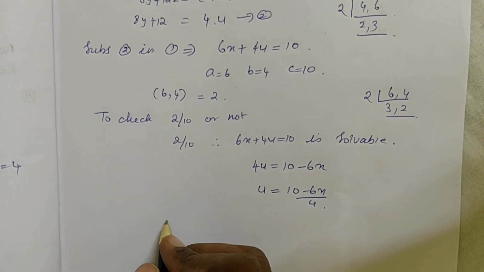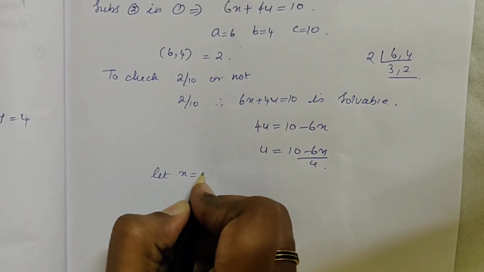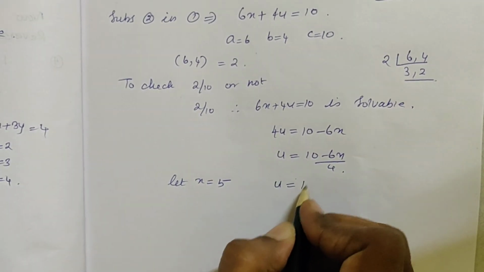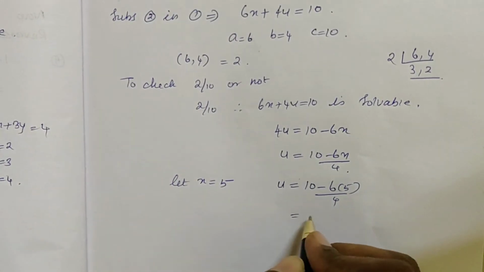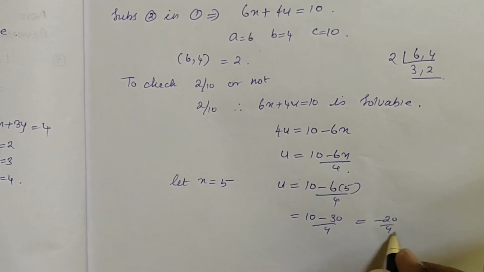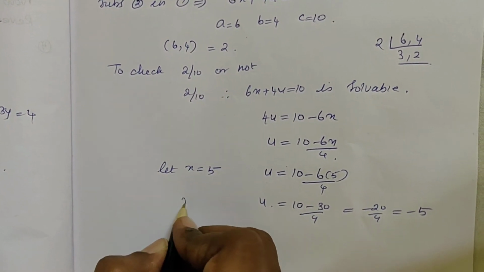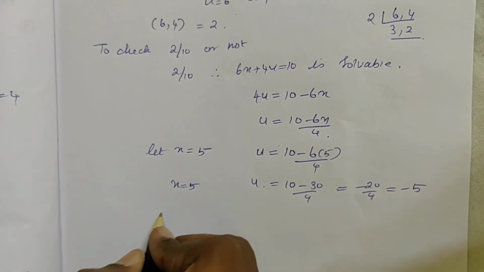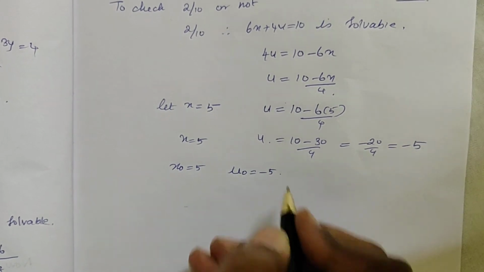For solving this, I choose the substitution technique. So I consider the x value as 5. So substitute x equal to 5 here. Then we will get (10 minus 6 into 5) by 4. That is (10 minus 30) by 4. That is minus 20 by 4. We will get u equal to minus 5. So when x equal to 5, you will get u as minus 5. So you consider that x naught equal to 5 and u naught equal to minus 5.